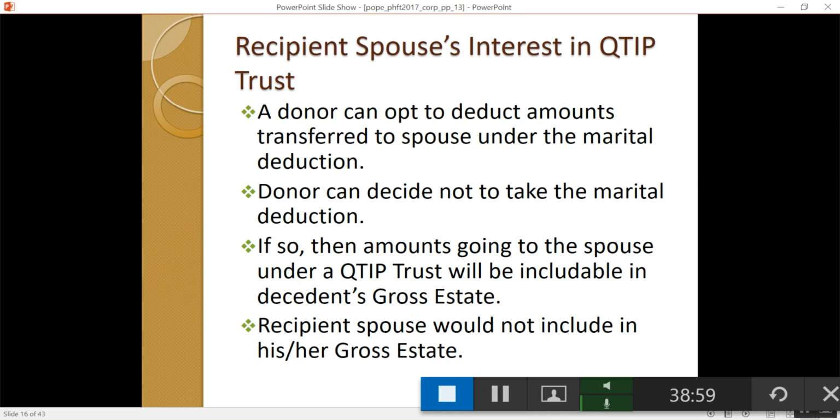Or he can decide not to take the marital deduction. If he decides not to take the marital deduction, then the amounts going to the spouse under the QTIP trust are includable in the transferor/decedent's gross estate, and the recipient spouse, the transferee spouse, would not include the amounts transferred to him or her in his or her gross estate upon his or her death.